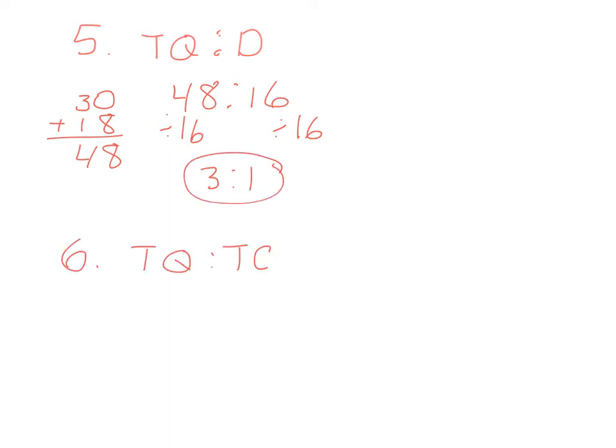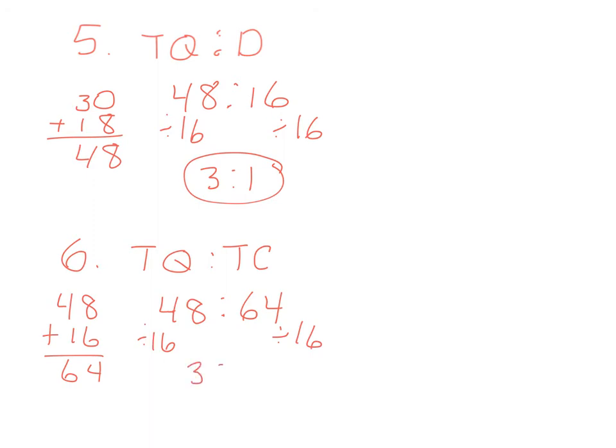Now they want to know the total quarters, which we just found out was 48, to the total coins. Well, if we had 48 quarters and 16 dimes, that total comes out to 64. So 48 to 64, those both divide down also by 16, or you can do it in 2 steps with a smaller number. But if you use 16, you would get 3 to 4, in lowest terms, simplest form.